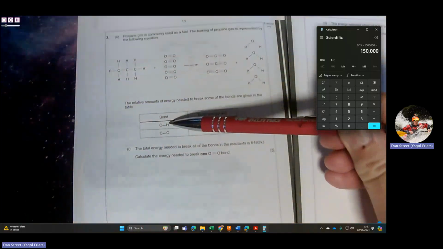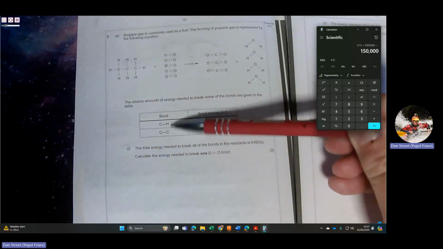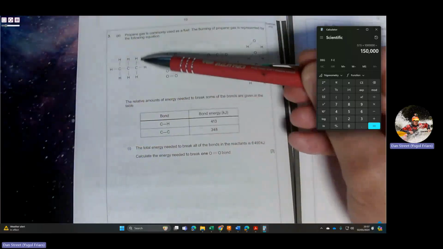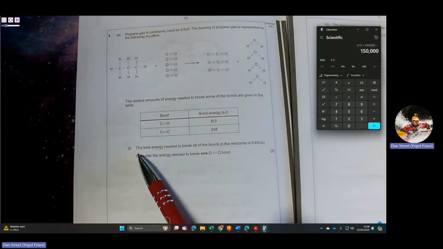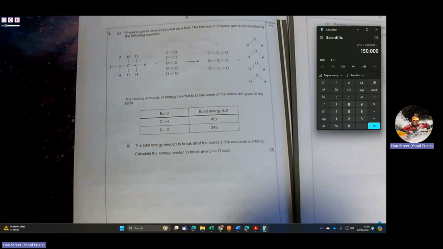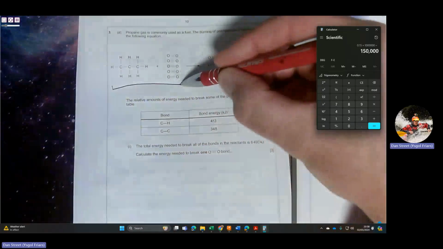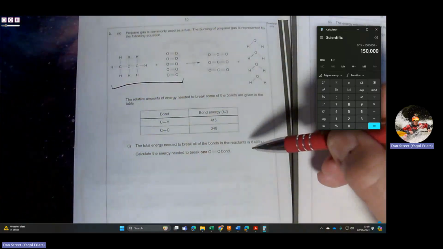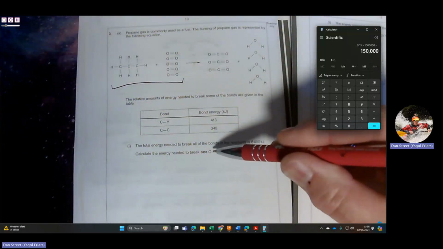Okay, so you'll notice it's only the carbon-hydrogen and the carbon-carbon bonds. So the only information we're given is how to break up this molecule here. So let's see what the question says. The total energy needed to break all the bonds in the reactants. Okay, so the reactants are these molecules here. Calculate the energy needed to break one oxygen double bond.